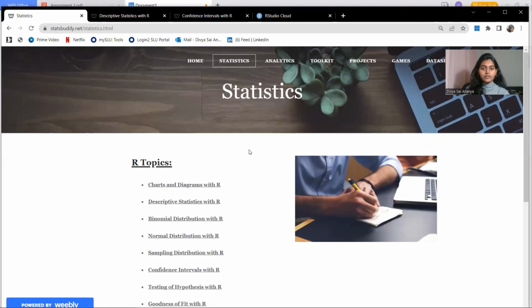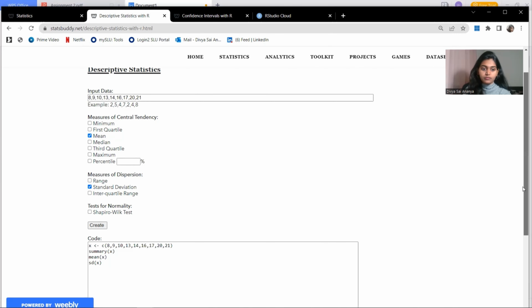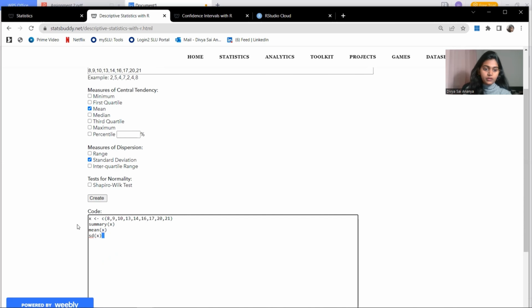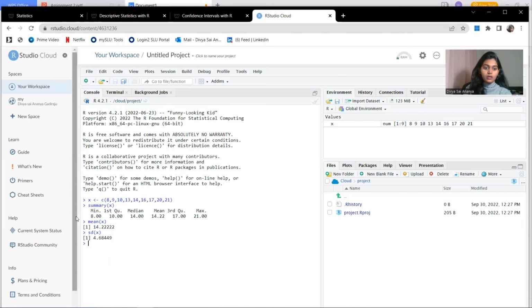Here you can see the homepage of Statsbuddy, and under this concept of statistics, let's go into the concept of descriptive statistics. And here I have already given the input data, and in this, we are going to calculate mean and standard deviation. Now let's just create the code, copy the code, and then paste it on RStudio. There we are. Here we got the mean and standard deviation of the sample. Now let's just note this over here.